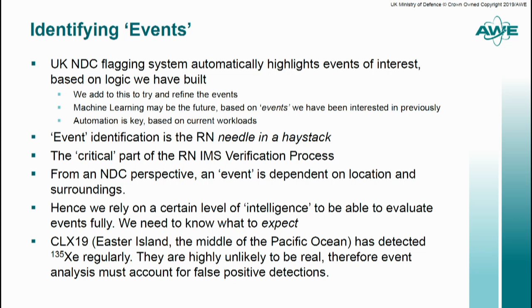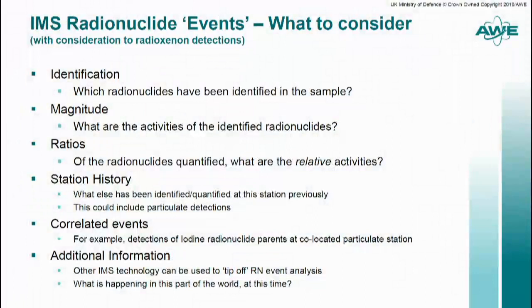For example, one problem that we're having on the IMS radionuclide side is detections that are most likely false positives. CLX-19 is a remote station, and it regularly detects Xenon-135, a very short-lived radionuclide, and therefore it's very unlikely that this is real. So we have to factor these in when we're searching for events. So what are we looking for? Well, the usual stuff. What have we detected? How much was there? What are the relative quantities of those things? What do we expect at the station? Hence why we're doing these studies to try and understand that. Can we correlate these things with particular detections as well? Possibly, this is something we're looking into.